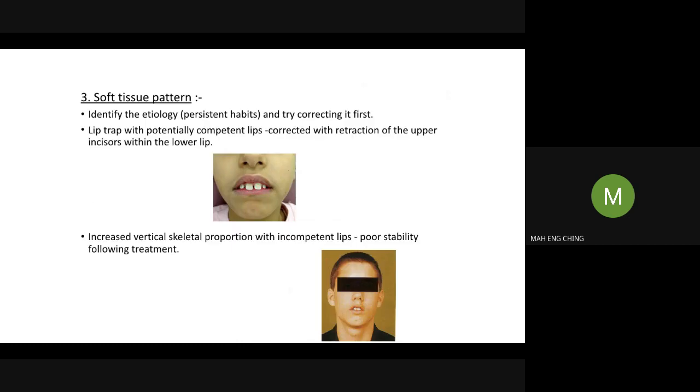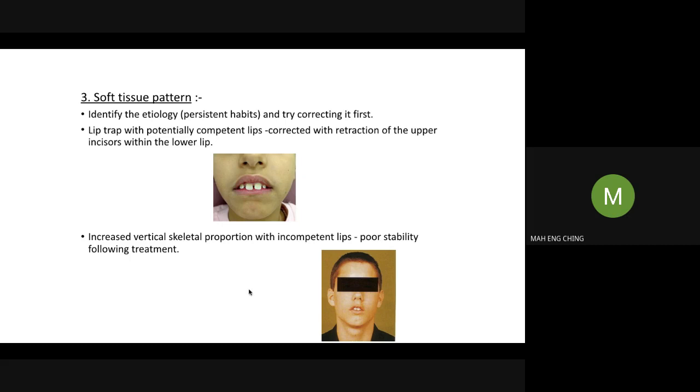Soft tissue pattern, so we identify the etiology. Sometimes you have to check whether the patient has a thumb sucking habit, and you try correcting it first. I think we mentioned in the last lecture, we always try to eliminate or stop the habit before we start the treatment. Otherwise, whatever you're correcting is not going to be stable. Then the patient will come back. It means a relapse of the malocclusion.